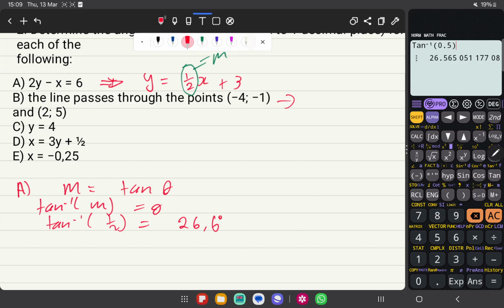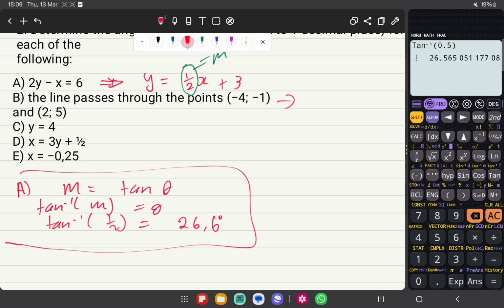What about B? For us to do B, firstly we're gonna have to calculate the gradient because we have those two points. The only thing we need for the angle of inclination is the gradient, right?